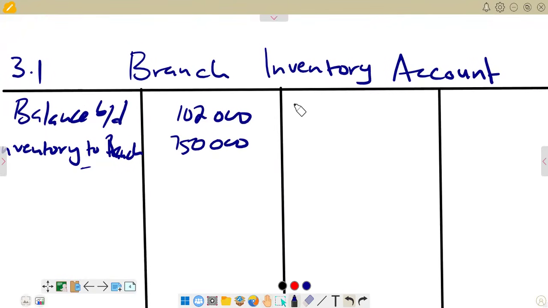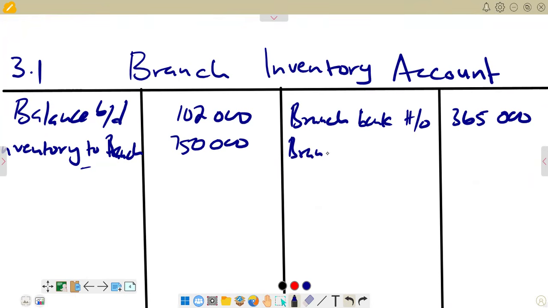So we come here and say branch bank to head office, and the amount for the cash sales is 365,000. Then we also have those on credit, so we say branch trade receivables, and the amount there is 520,000.